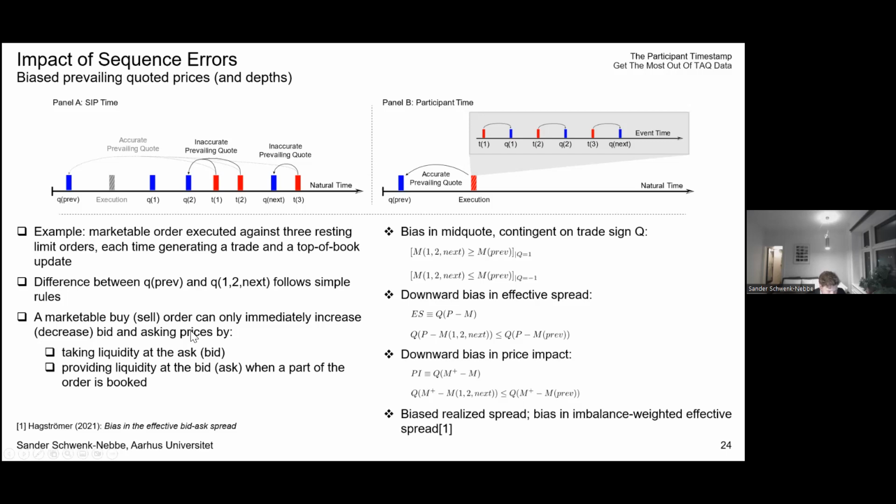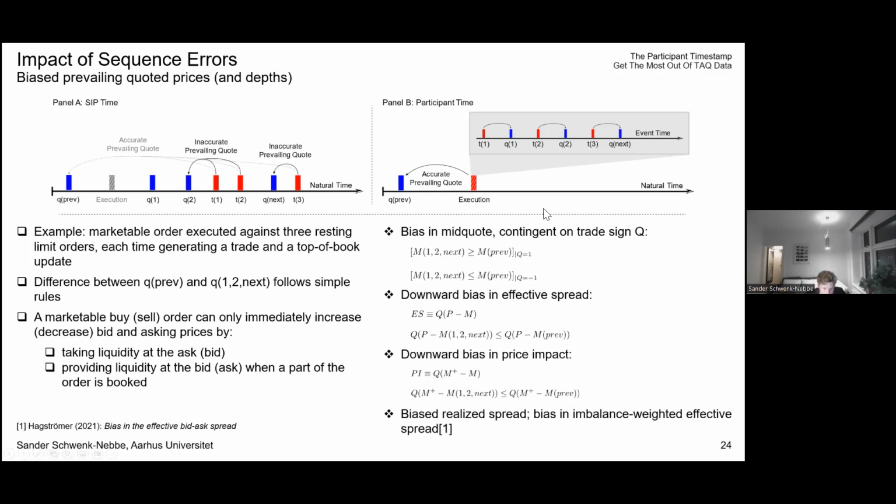A marketable buy order can only immediately increase bid and asking prices. It can take liquidity at the ask, and it can provide liquidity at the bid when a part of the order is booked. But it cannot take liquidity at the bid side, because it's not executed against that side. And a similar thing holds, of course, for the marketable sell order, which can only decrease the bid and asking prices by taking liquidity at the bid and providing liquidity at the ask when a part of the order is booked.